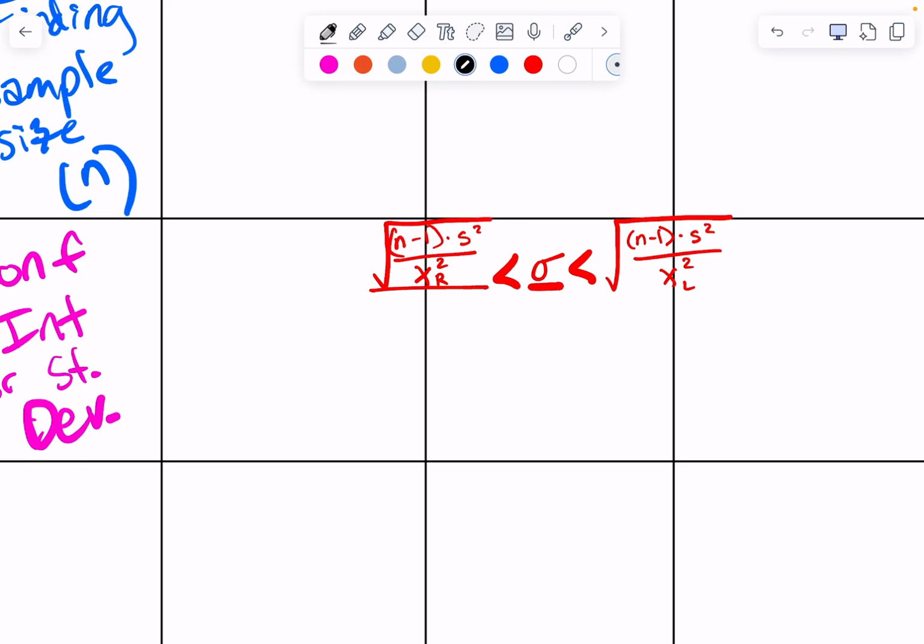What chart are we on? The chi chart, the chi-squared chart, no matter what. We need n, we need df, we need s, we need chi-squared right and chi-squared left.